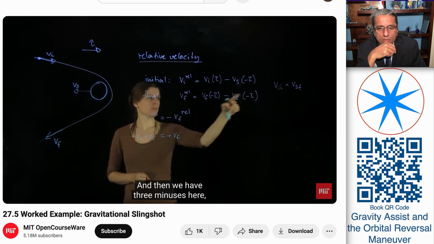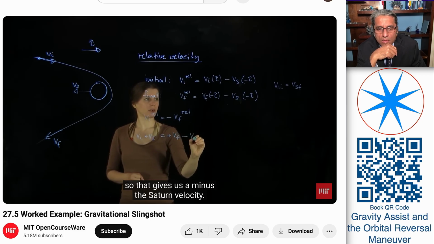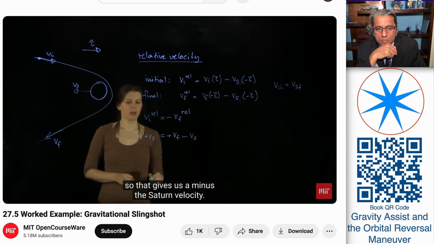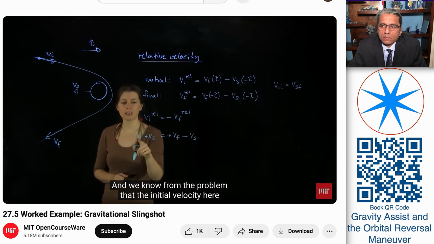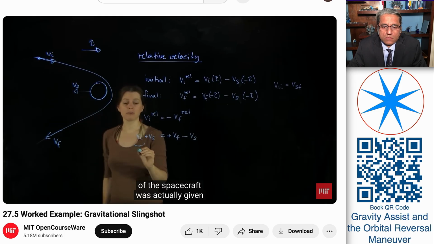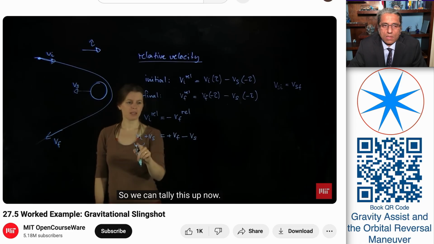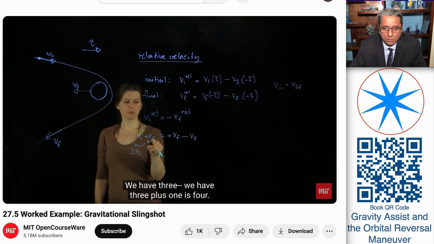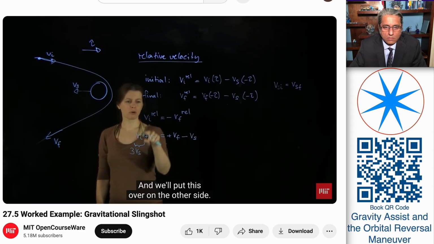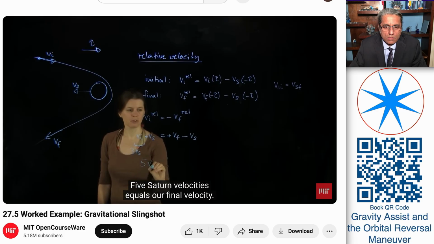And then we have three minuses here, so that gives us a minus the Saturn velocity. And we know from the problem that the initial velocity of the spacecraft was actually given as 3 Saturn velocities. So we can tally this up now. We have 3 plus 1 is 4, and we'll put this over on the other side. That gives us 5 Saturn velocities equals final velocity.